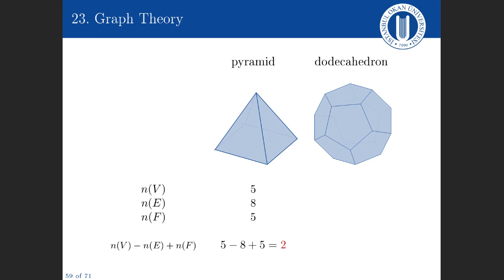What about a dodecahedron? A dodecahedron has 12 faces and each one is a pentagon. There are 20 vertices, 30 edges, and 12 faces. Euler's formula gives 20 minus 30 plus 12, which is, oh, it's 2 again.